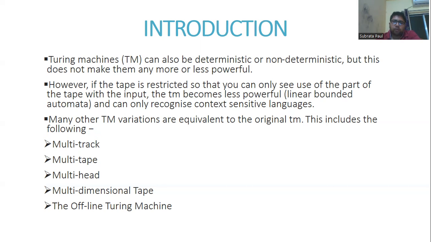Now, to be precise about this discussion, the Turing machine variations are equivalent to the original Turing machine. The different variations of the Turing machine include the following: multi-track Turing machine, multi-tape, multi-head, multi-dimensional tape, and the offline Turing machines. We will come to each of these Turing machines in the next slides.